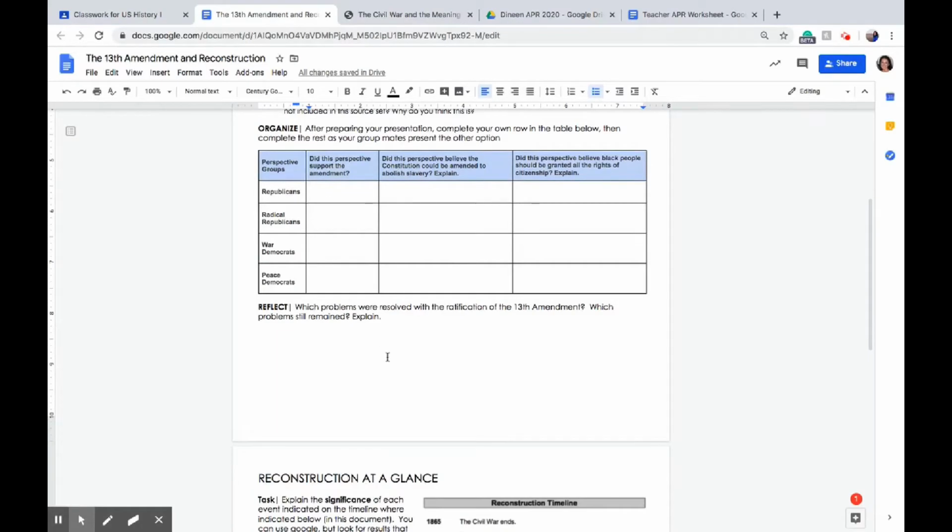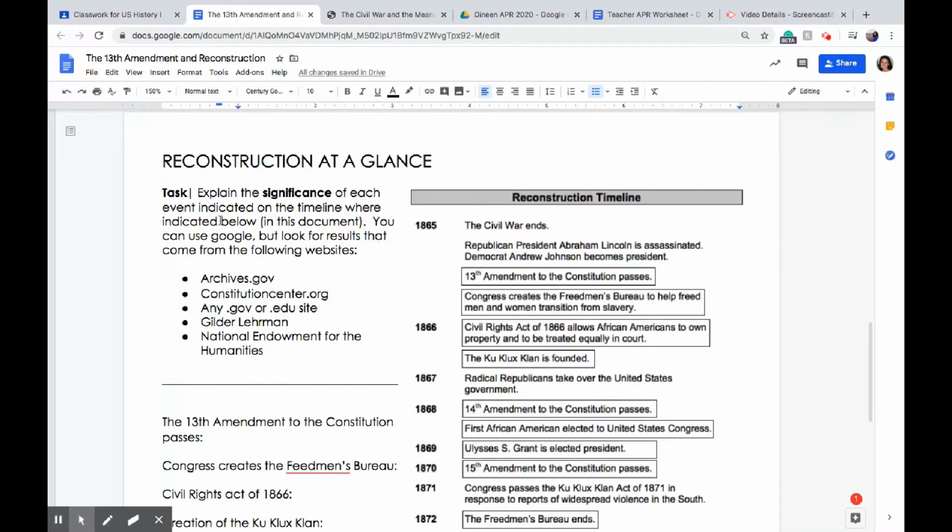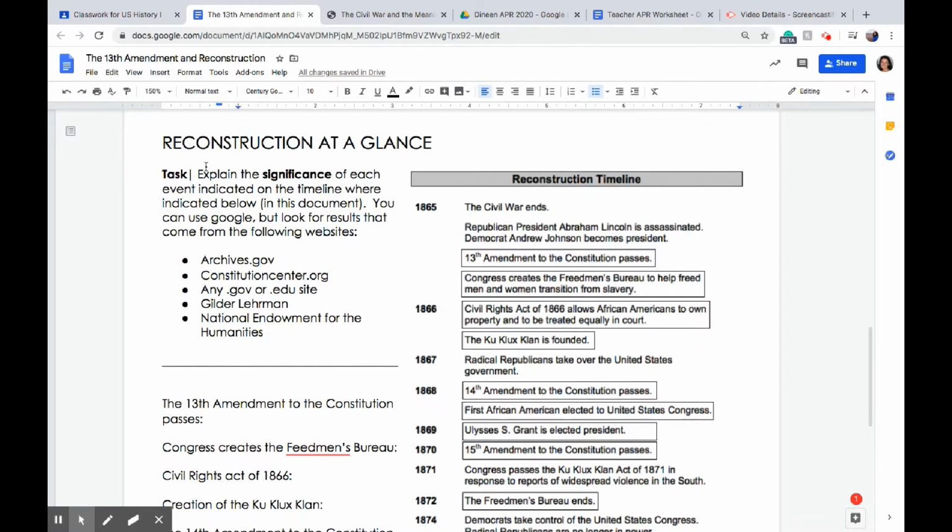For the second part of the lesson, you're going to be looking at the period following the end of the Civil War that historians call Reconstruction, because it's a period during which the United States was being reconstructed both literally and figuratively. There was a lot of damage done by the war that needed to be repaired, and in the figurative sense, that relationship between the North and the South had to be repaired as well.